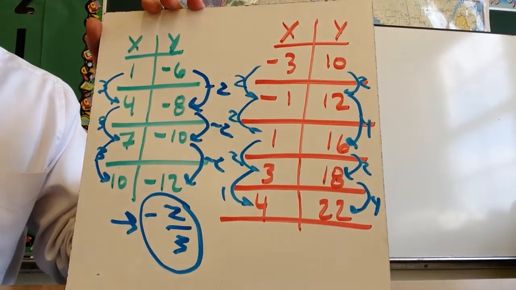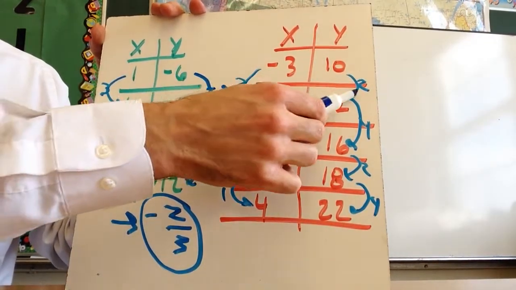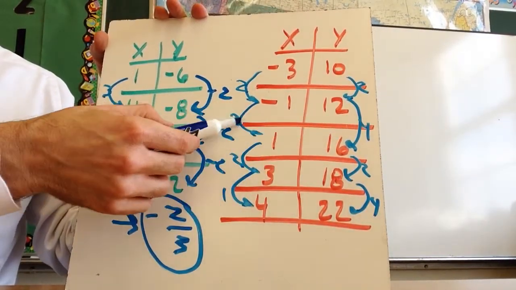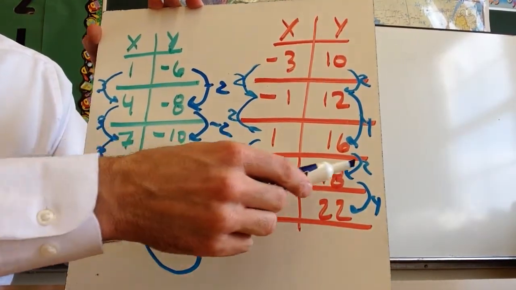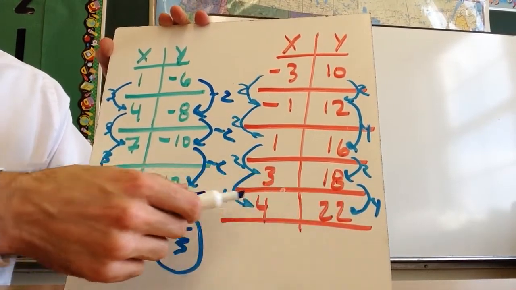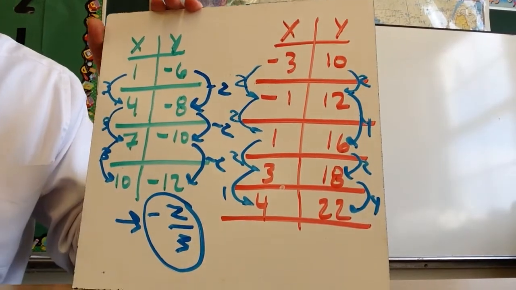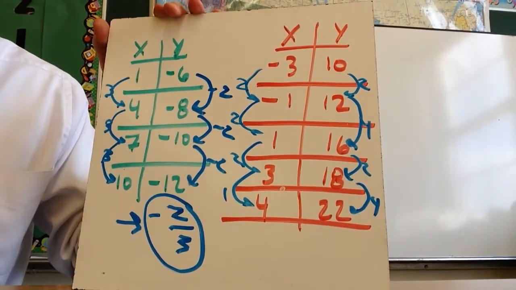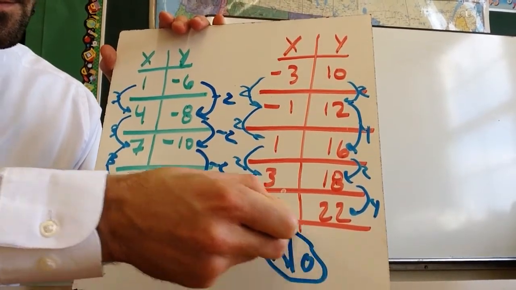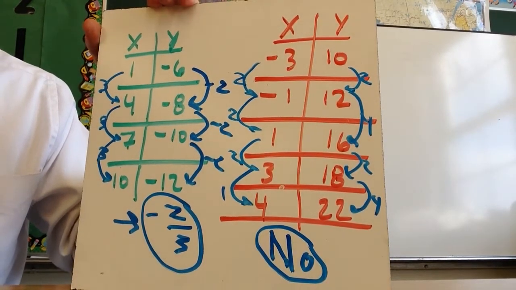However, it's not asking if there's a pattern. It's asking if there's a constant rate of change. And so the rate of change between these 2 would be 2 over 2, which would be 1. But between here, it would be 4 over 2, which is 2. Over here, it would be 2 over 2, which is 1. And then here it would be 4 over 1, which is 4. So there is no constant rate of change. It's definitely changing, just not at a constant rate. So this is not a linear function. Right? It will not create a straight line. It's kind of all over the place.